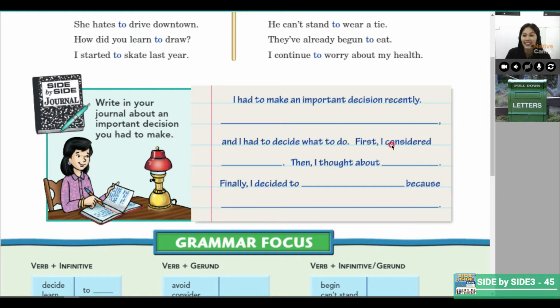Can you give me an example answer? Just like for example here: I had to make an important decision recently. For example, I like to watch TV, and after that I had to decide what to do. First, I considered the things that I need to do. Then I thought about it. After that, I decided to take an English class because it is really important to learn English.